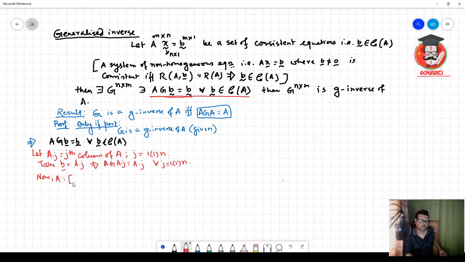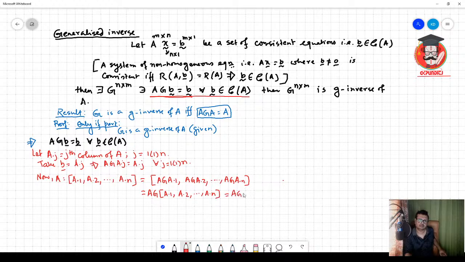Now A equal to AGA. So if G is a g-inverse of A, then A equals AGA. Okay.